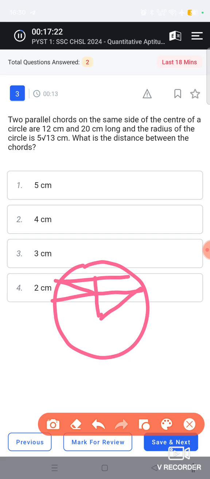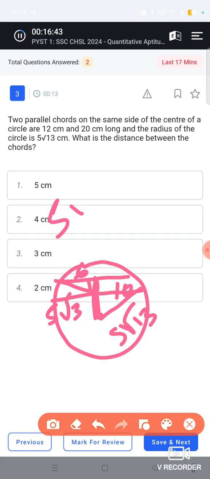Okay, the radius is 5 root 13 and the length of this chord is 20. It means half of the chord is 10. This is the 10, this is the 6 and this is the 5 under root 3. It means if we find out the value of this and subtract the value of this, then we can find the distance. So find the value of this. So what is the value? 5 root 13 and 10, it means (5 root 13) square minus 100.